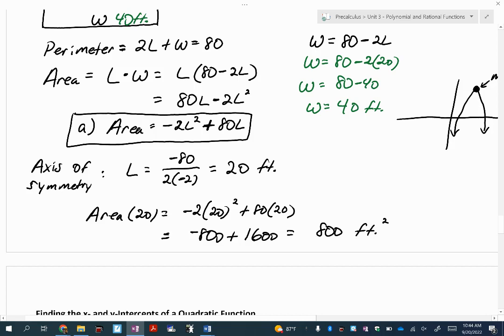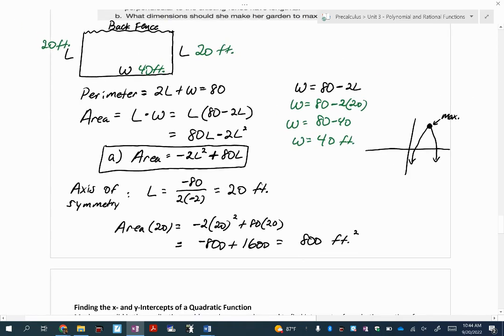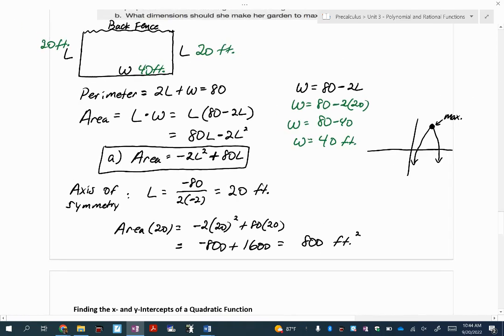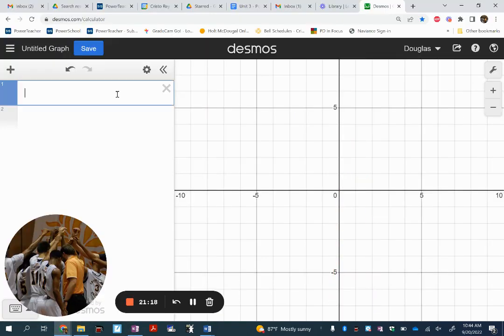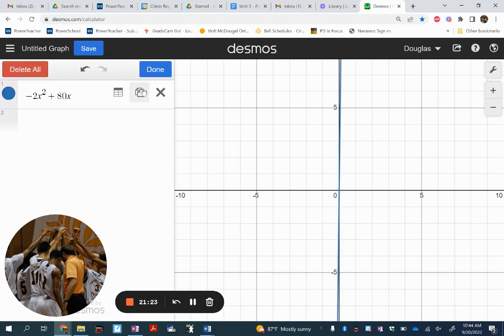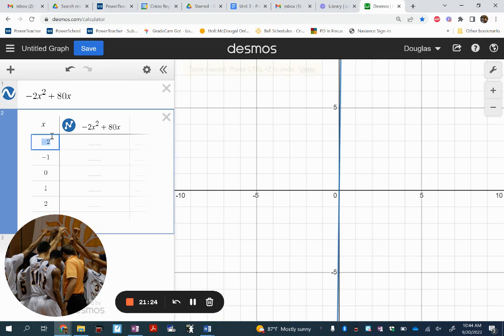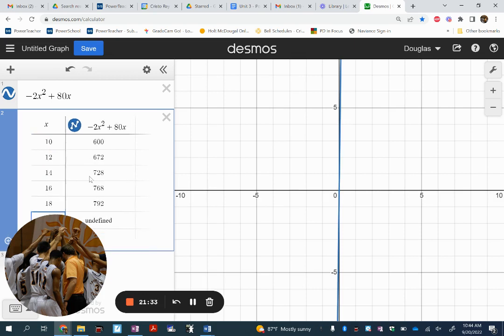All right. Now, if you wanted to synthesize this in your brain using your graphing technology, if I were to graph that area function, negative 2L squared plus 80L, let's go and do that now. Negative 2, I'm going to make it x squared plus 80x. And then I'm going to duplicate and make my table. Let's do 10 for the length, 12, 14, 16, 19, 20, 22.